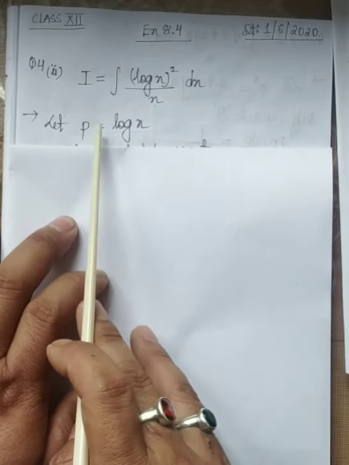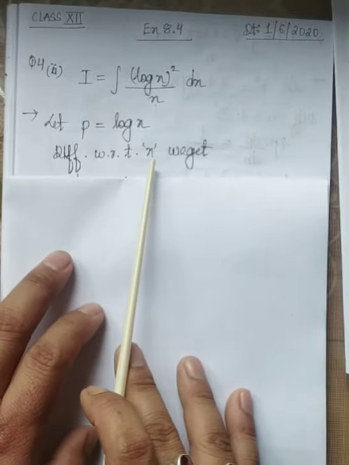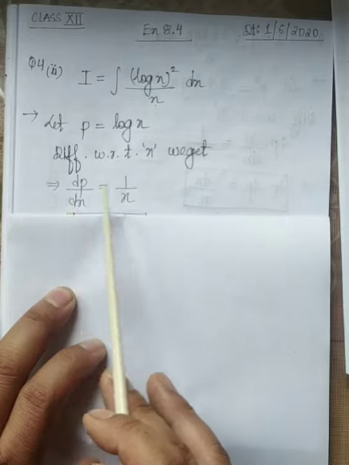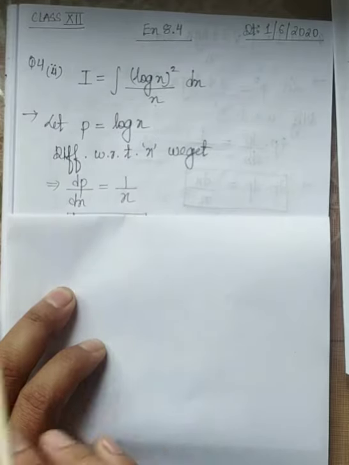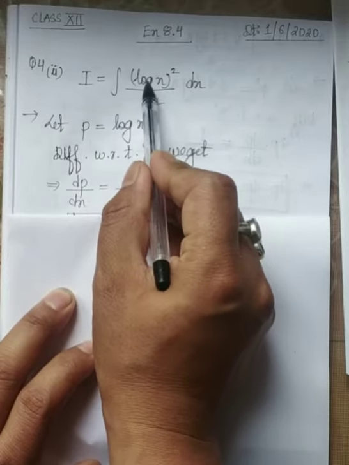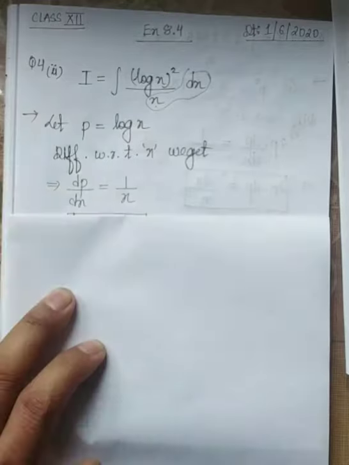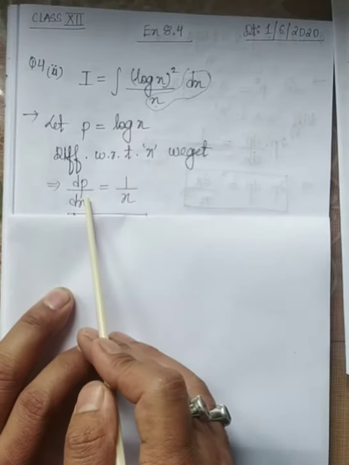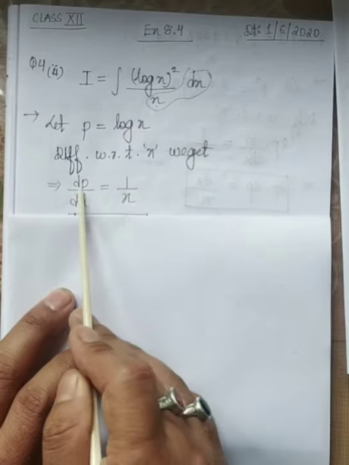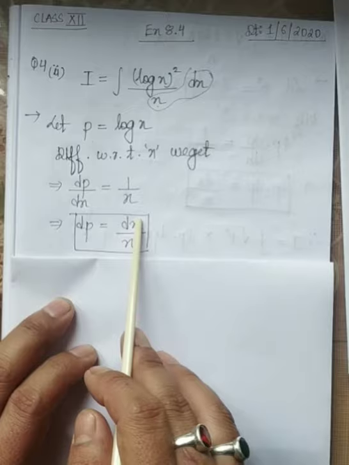The moment I substitute, now I know what to do. I'll have to differentiate p with respect to x. So differentiating with respect to x, we get dp by dx equals 1 by x. Now see what I need here. Log x is already p, so this is going to be p square, but dx by x, I'll get from here if I cross multiply with dx. So dx divided by x will be dp. Therefore dp is equal to dx by x.